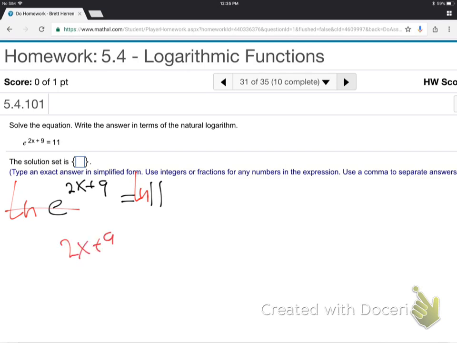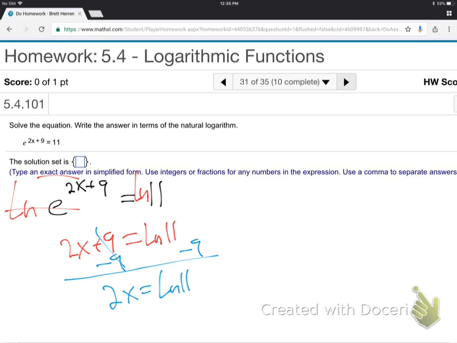So 2x plus 9 is ln 11, some ugly number. I'm just going to leave it ln 11 for now. Oh yeah, they want exact answer. So that means they don't want any decimals. They want you to leave ln 11 as ln 11. And then keep going. Subtract 9 from both sides. Now, that's going to be ln 11 minus 9. That 9 is outside. It's not plugged into the toaster, right? The 11, if that helps, you don't have to put those parentheses. But that's what it means. That 11 is plugged into the ln function. The 9 is outside of that, right?